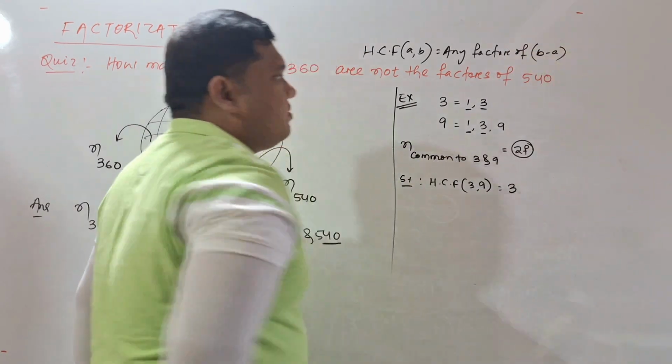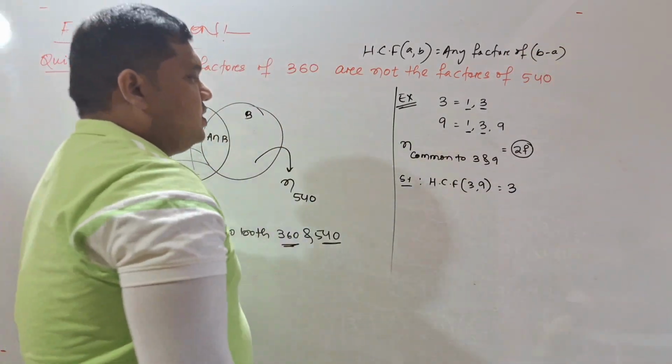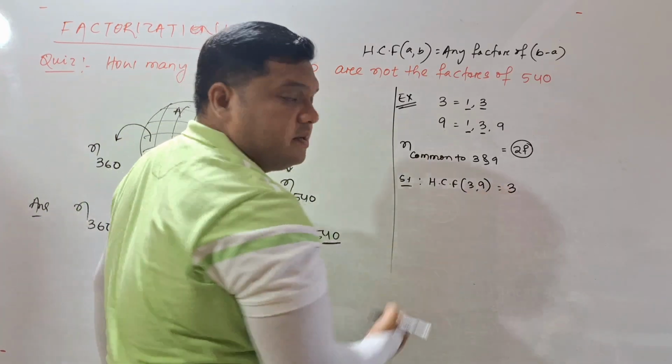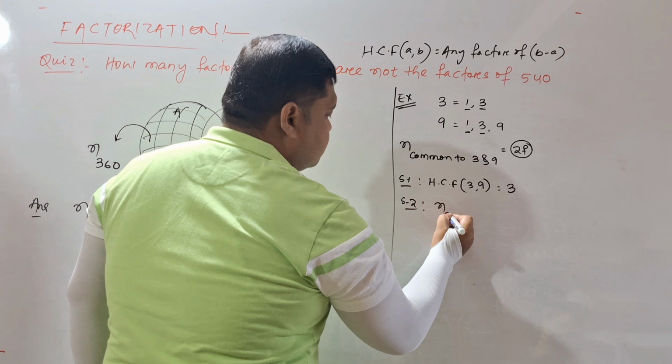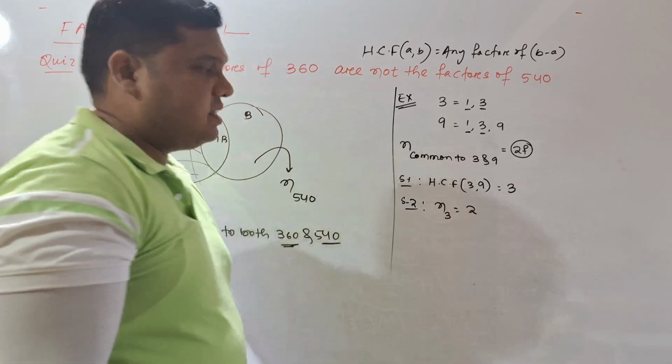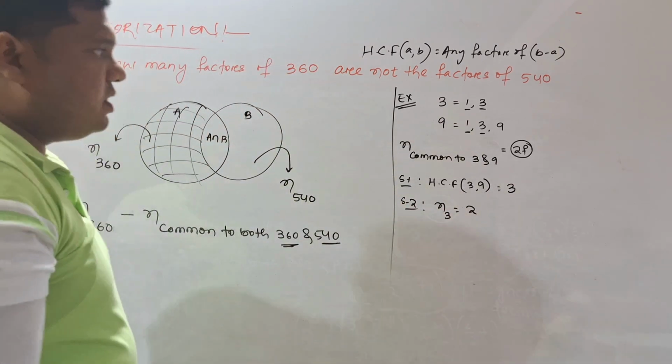Whichever is the bigger value minus the smaller value. Done. So here the HCF is 3. How many factors does 3 have? Step number 2: the number of factors for 3 is 2, that is 1 and 3. So the answer is 2. Understood? In this way you find it.